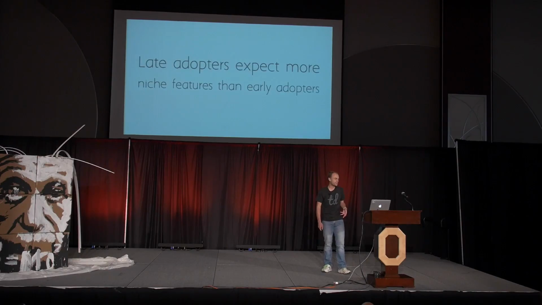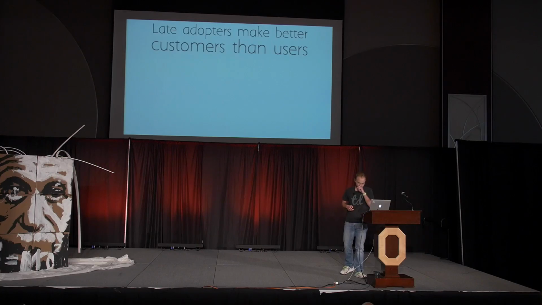So yeah, late adopters tend to expect more niche features than early adopters, tend to be more novice, tend to have feature requests that really only benefit them, because if everyone needed it, it would have come up a lot sooner in the life cycle of that particular open source thing. And so the way that I view that is I feel like late adopters want to be customers more than they want to be users, and it'd be a more effective relationship if they were customers.